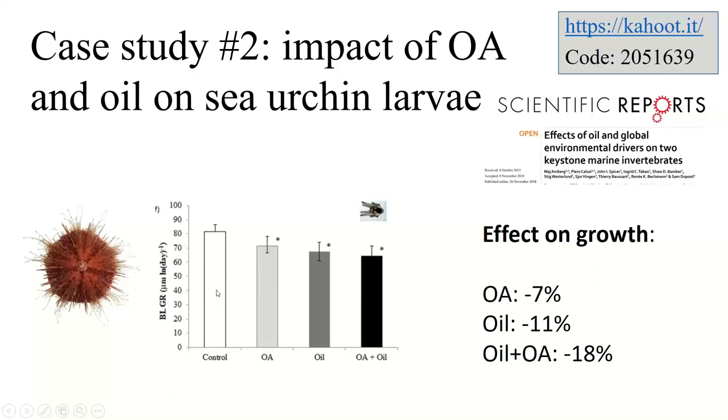And what we saw was really interesting: if you expose the sea urchin larvae to low pH, you have a 7% decrease in growth rate. If you expose them to oil, you have an 11% decrease in growth rate. And if you combine both, you have 18%, which was quite fascinating because it's a pure addition: 7 plus 11 gives you 18%. So in that case, we had stressor A plus stressor B equal A plus B.